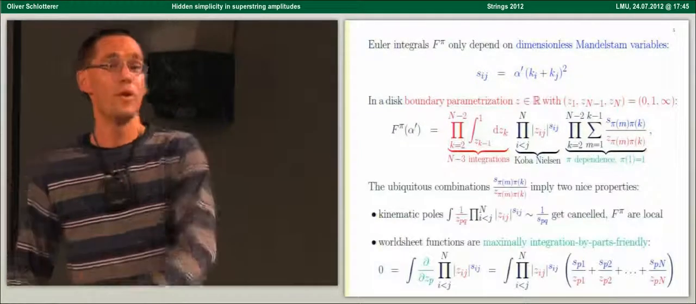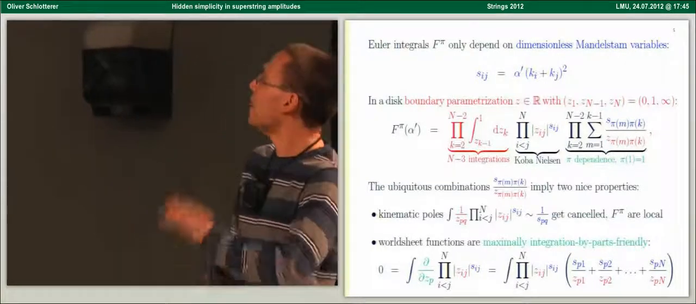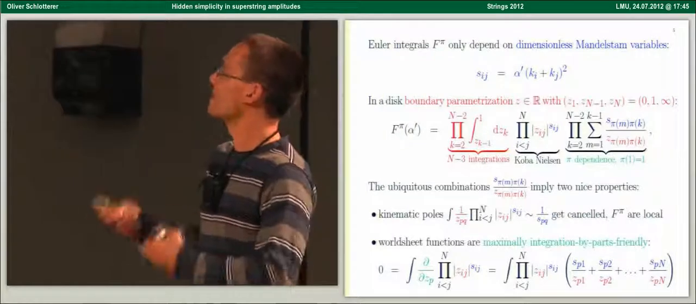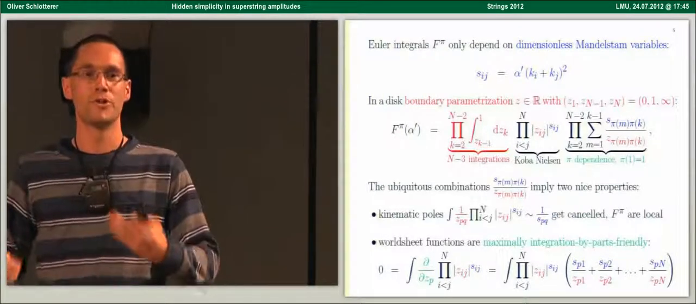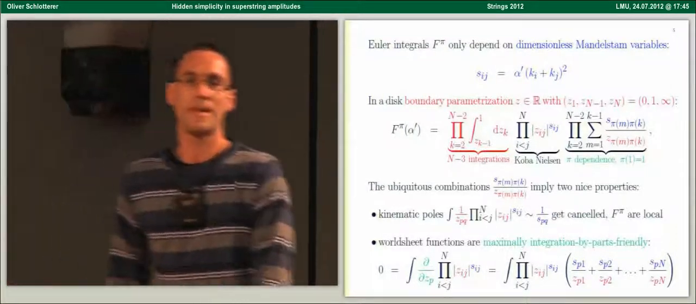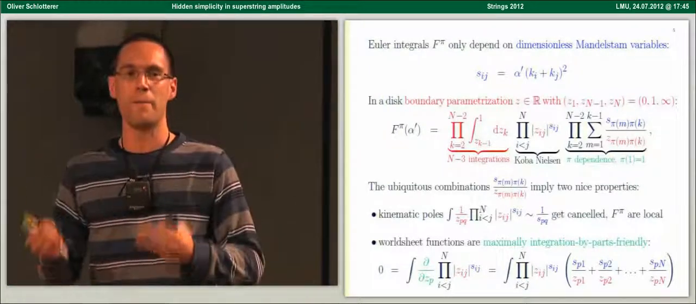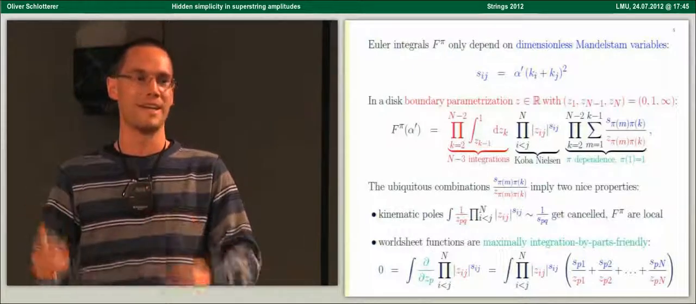First of all, these functions are local. There are no kinematic poles because the Mandelstam numerator here cancels every potential kinematic pole that could arise from the integration. And as a second nice property, it makes sure that these functions here are maximally integration by parts friendly.